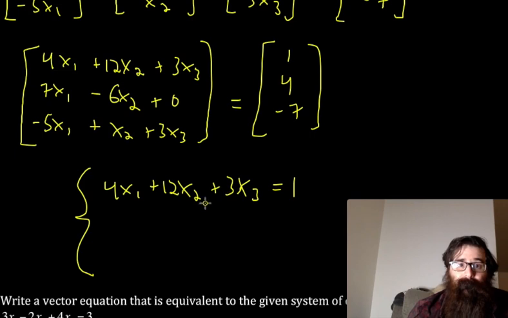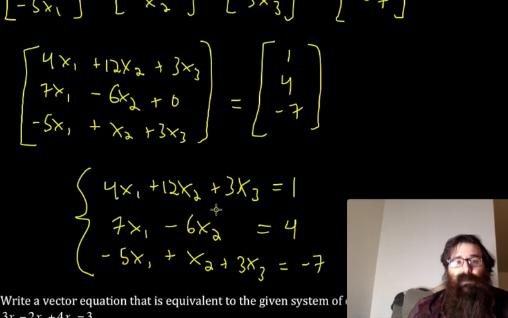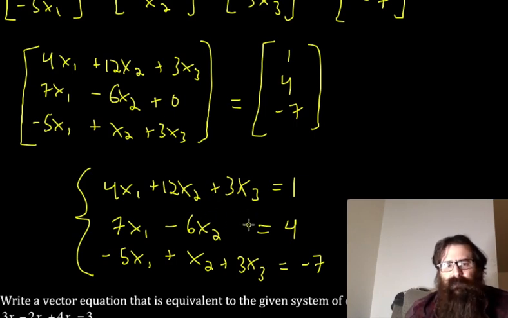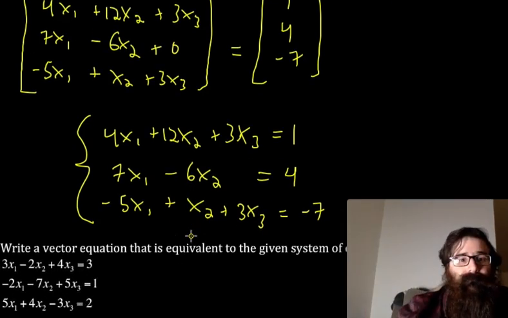Second equation should be 7x sub 1 minus 6x sub 2 equals 4. And the third equation should be negative 5x sub 1 plus x sub 2 plus 3x sub 3 equals negative 7. Here notice I didn't bother with that 0x sub 3. I think it just takes up space where it's not needed, but I don't want to fail to notice that x sub 3 is missing. But here's my three equations, three unknowns. Looks really good.